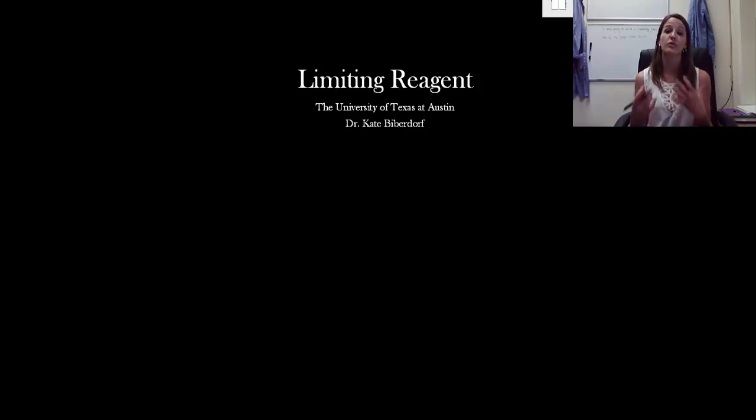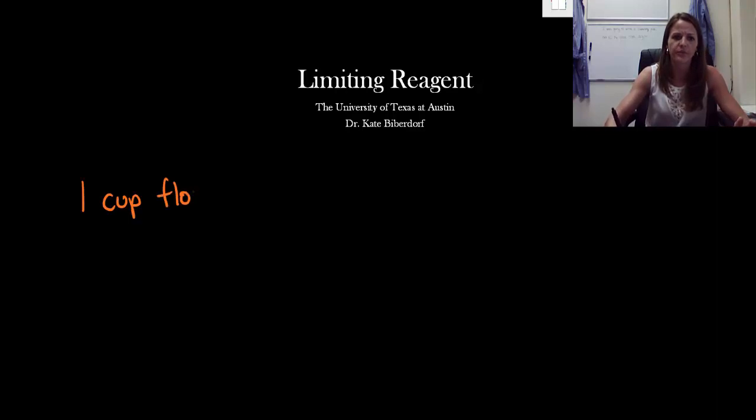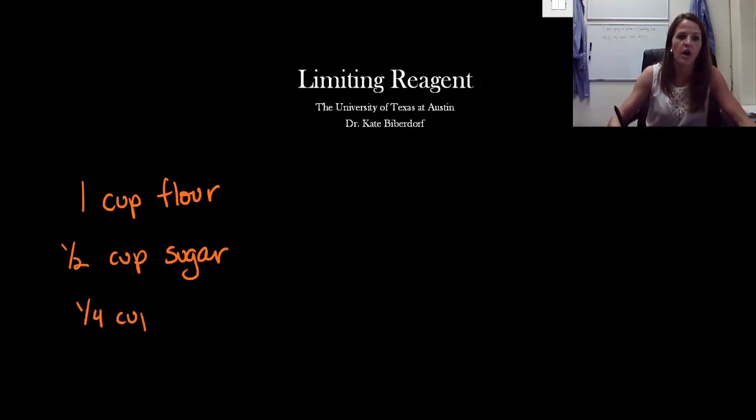So the best way for me personally to describe limiting reagent is to actually talk about baking. So let's just say we're going to make some cookies in the most simplistic, most boring recipe ever. Let's say for our example, we need 1 cup of flour, and a half a cup of sugar. And then the most important ingredient, obviously, we need a 1/4 cup of chocolate chips. We want to make good cookies.